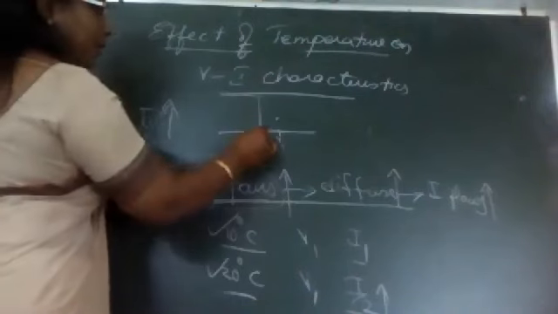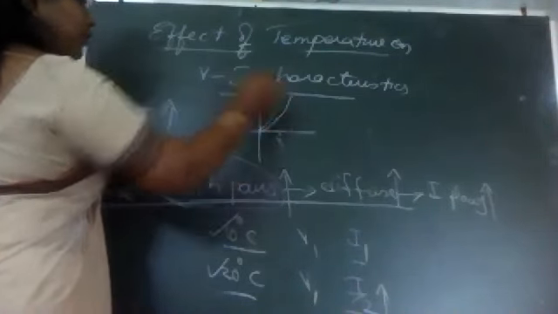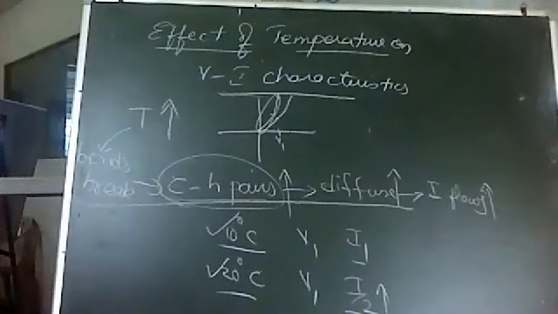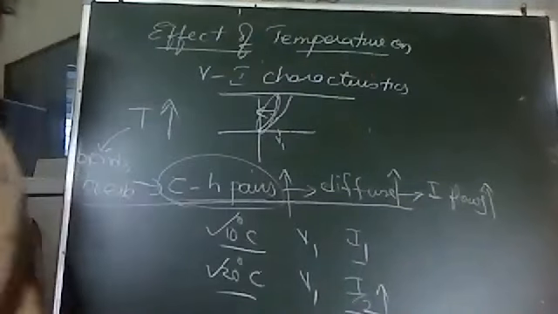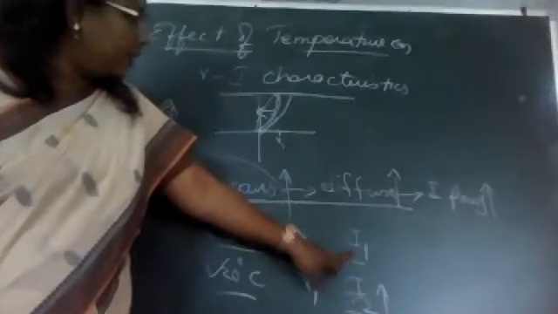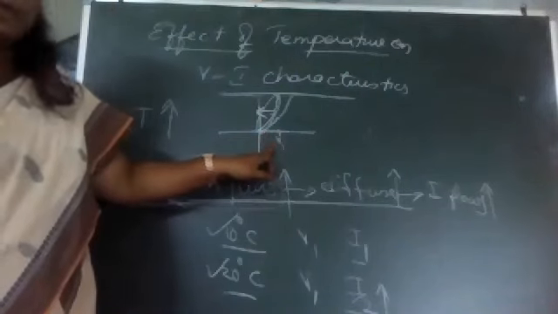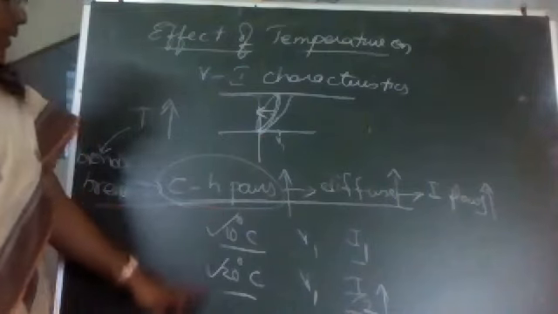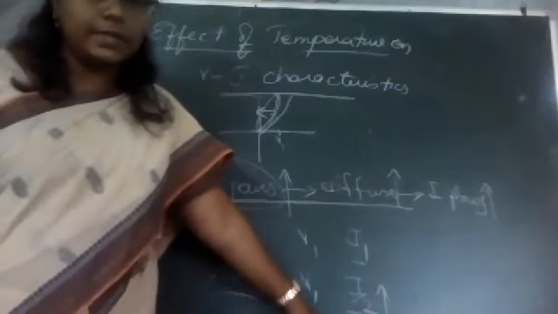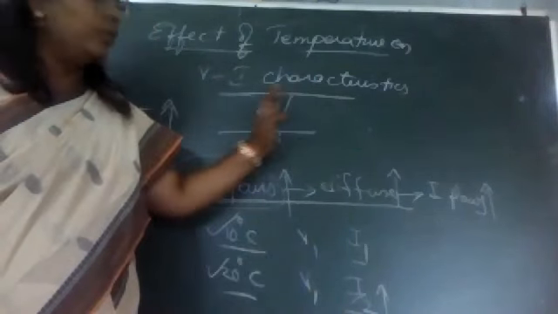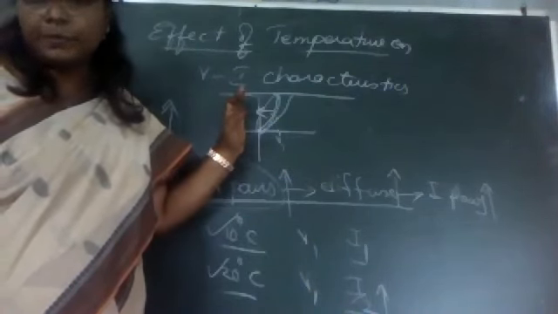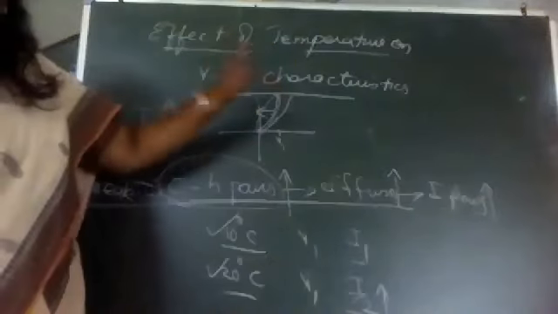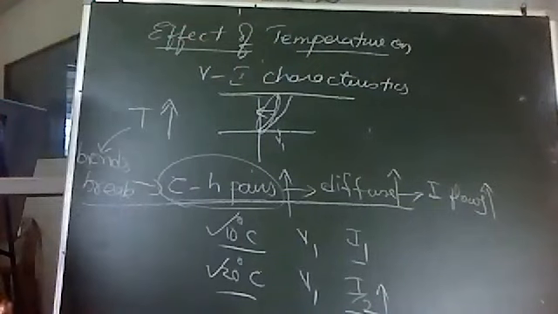If I plot the characteristic curves for different voltages, you see that the characteristic curves are moving closer towards the y-axis, because the same I1 is available at a lesser value than V1 for temperature T2. So as temperature increases, current increases, and the characteristic curves move closer towards the y-axis. This is what we call the effect of temperature on VI characteristics.